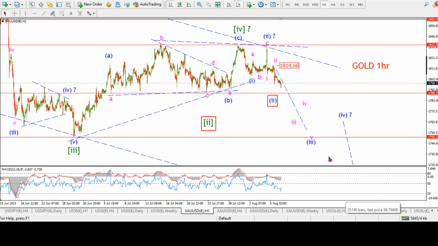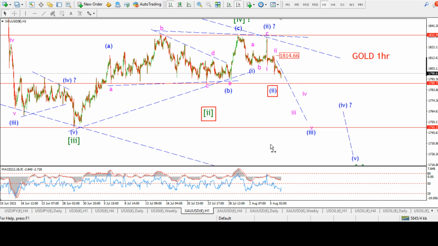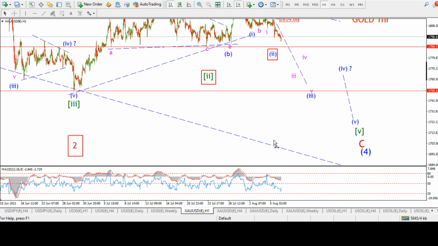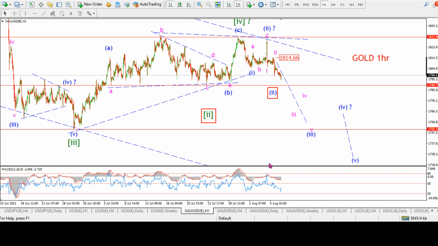Okay, I still got that long-term eye down around 1650, where we kind of close out this channel. You can see this kind of declining channel here. So 1650 would be a good, solid follow through on a 5th wave. So let's see how that goes.